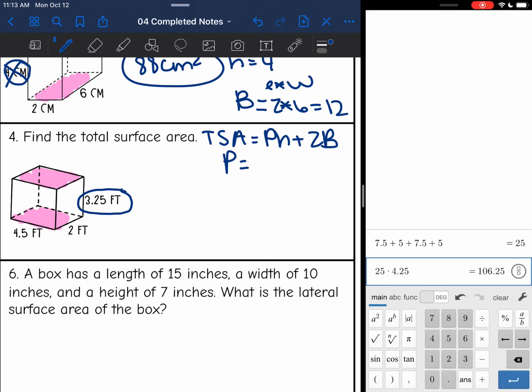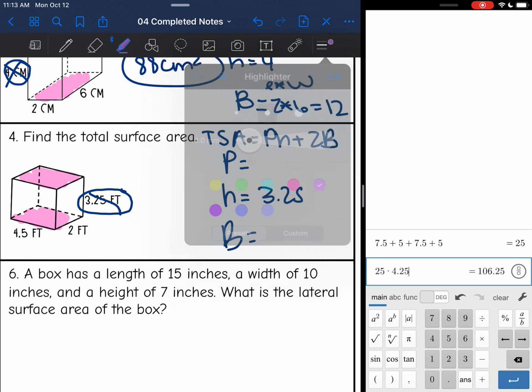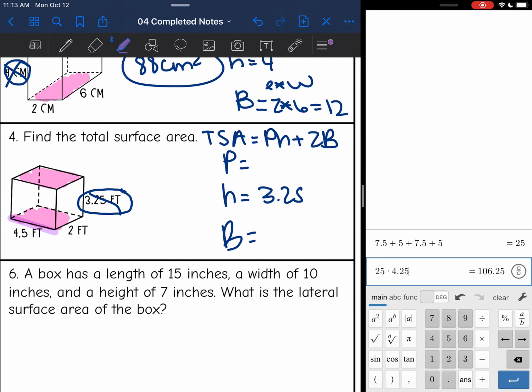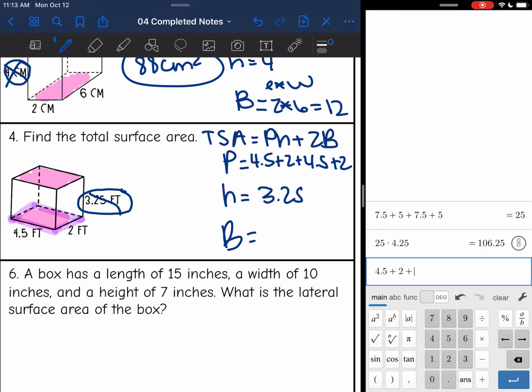So I'll need to find perimeter of the base. I just found the height, it's 3.25. And the area of the base, I'll need to find that as well. So let's start with the perimeter of the base. I'll do 4.5 plus 2 plus 4.5 plus 2, which is 13. Okay, now remember I use the same two numbers to find the area.